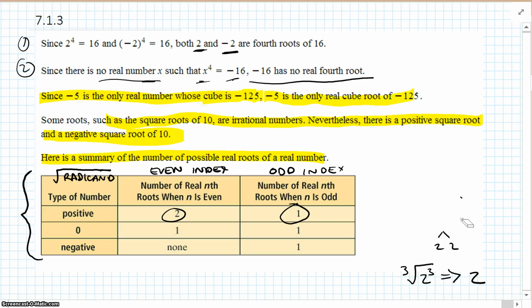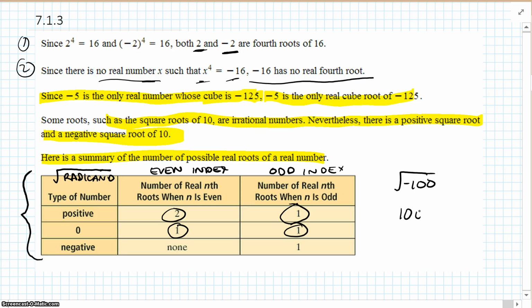All right. When the number underneath the radical sign, or underneath the root, is 0, you only have one answer each time. Okay, the number underneath the radical sign is negative, so let's look at negative 100. Well, the square root of negative 100, as we've already learned, is really going to be 10i. Is i real or imaginary? Imaginary. So how many real roots do we have? None.